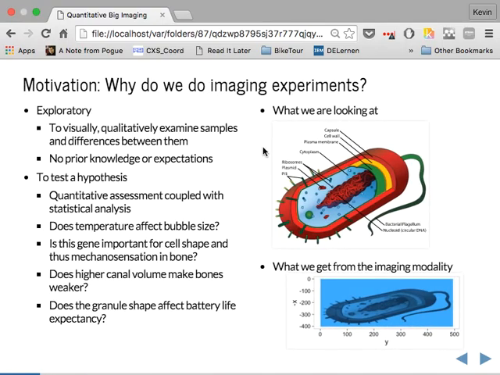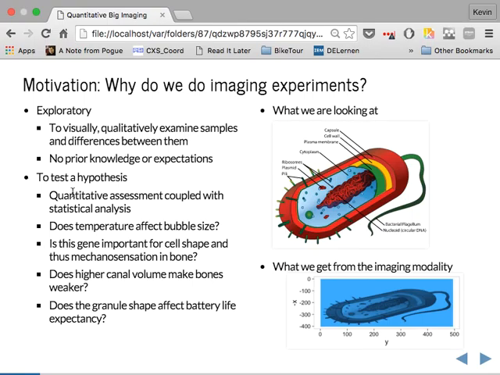So when we look at sort of why do we do these imaging experiments in the first place, the first or main topic there is the exploratory analysis. And so we have samples, and we really want to see inside them. So you have a cell, and you want to know what's inside of it. So you want to be able to qualitatively say that there's these different sort of organelles inside of it. They have this spatial relationship. They seem to be changing. You don't really have prior knowledge or expectations. You're simply trying to understand your sample better.